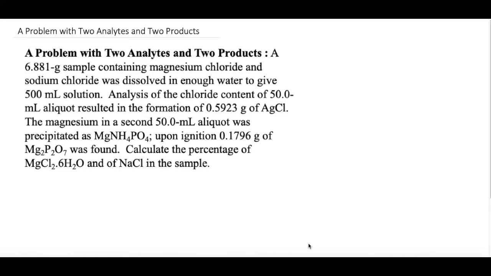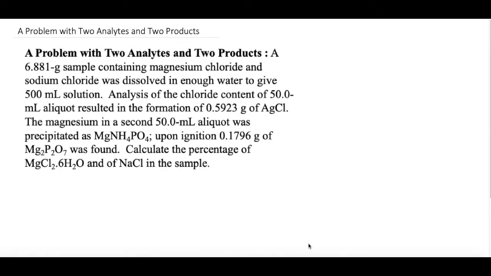In this video, I'm going to show you how to solve a problem involving two analytes and two products. For example, a 6.881 gram sample containing magnesium chloride and sodium chloride was dissolved in enough water to give 500 ml solution. Analysis of the chloride content of a 50.0 ml aliquot resulted in the formation of 0.5923 grams of silver chloride. The magnesium in a second 50 ml aliquot was precipitated as magnesium ammonium phosphate.